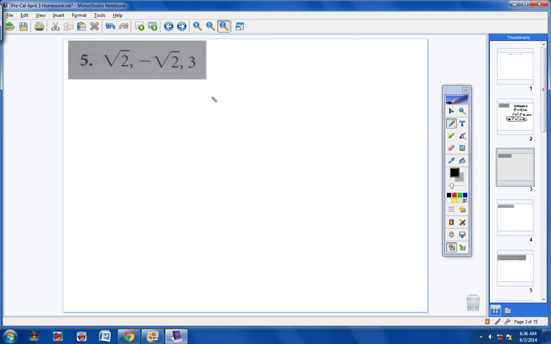Okay, for number 5, if we're going to write a third degree polynomial function, we have to have 3 zeros, and we do. I've taught you that whenever you have conjugates, put them side by side. So my first parentheses will be x minus the square root of 2. My next parentheses will be x plus the square root of 2. And my next parentheses will be x minus 3. Now, when you multiply these two parentheses together, you will get x squared minus 2. So I've multiplied the first two parentheses together.